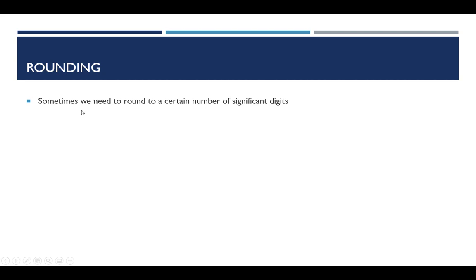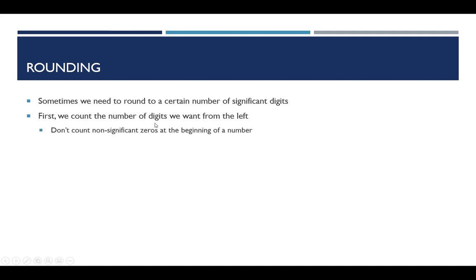Now, as you'll see when we get into some of the calculations, instead of rounding to a specific decimal place, we're often asked to round to a specific number of significant digits. The way we do this is we count the number of digits that you want, counting from the left. Don't count any non-significant zeros that you might have at the beginning of a number, so you're only technically counting significant digits.